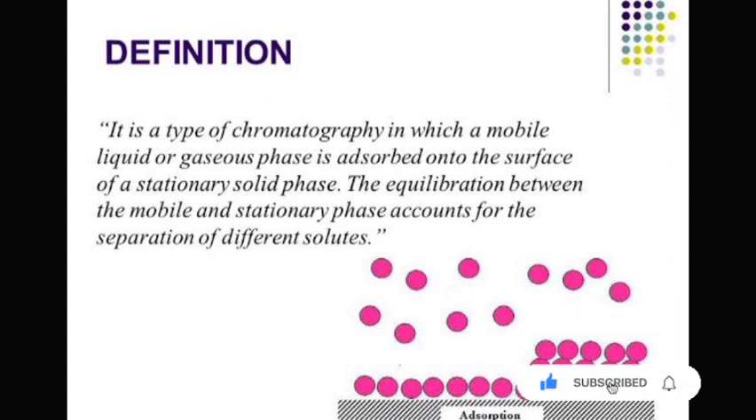Adsorption chromatography consists of a solid stationary phase known as the adsorbent. The mobile phase is either a liquid, that is liquid-solid chromatography, or a gas, that is gas-solid chromatography. The adsorbent can be polar or non-polar. Most commonly used adsorbents are polar, either acidic like silica or basic like alumina.